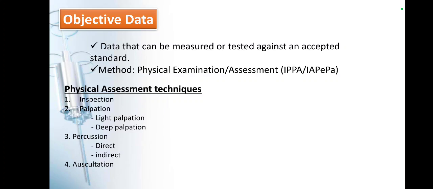Then another method is palpation. In palpation, we have two types, light palpation and deep palpation. Why do we need palpation? Palpation is the use of your sense of touch. You will touch specific areas of the patient, and then you can identify the texture of that area, the size of the organs, and any enlargements in the deep organs. So we use palpation.